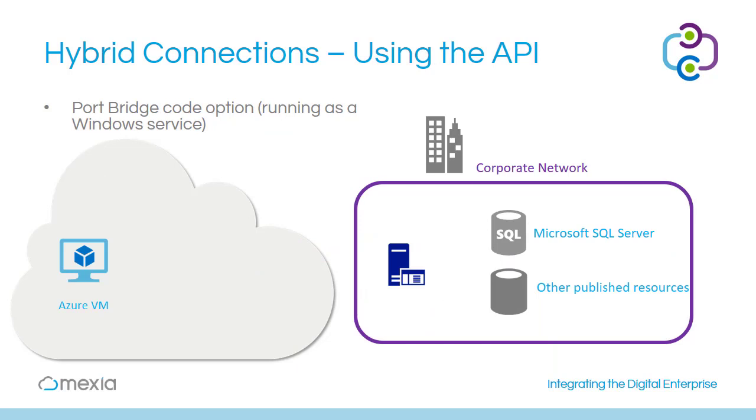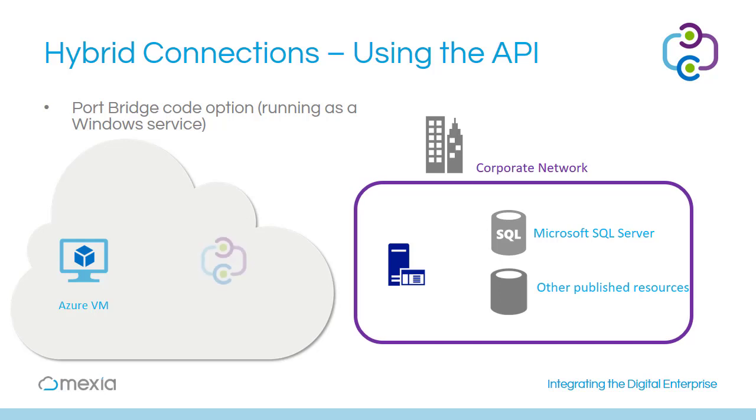That feature of working with web apps and mobile apps was available in the original classic hybrid connections with BizTalk services. But the new version not only supports that, but it also supports the option of connecting your Azure VMs. This wasn't an option before. The way it does this is by exposing an API. Now, there's some sample code that's available out on GitHub that you can download and freely use. And one of the samples is the port bridge code option.